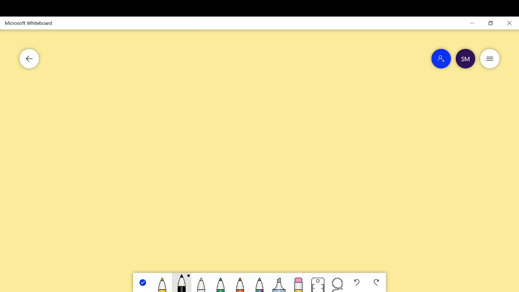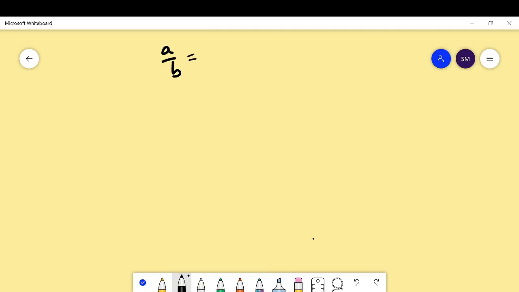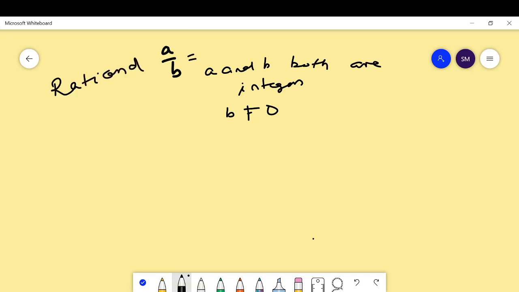A rational number is a number which can be expressed in the form of a by b. The number which can be represented in the form of a by b is called a rational number, where a and b are both integers and b is not equal to 0. Then this is called a rational number. Okay, first let's start with the properties of rational numbers.